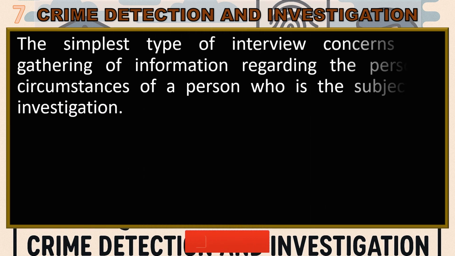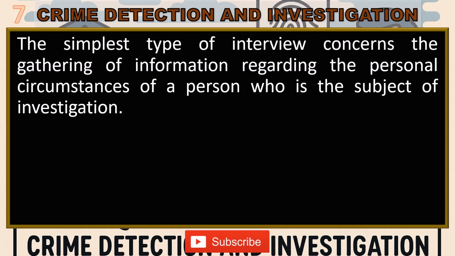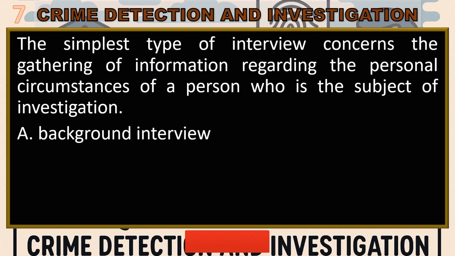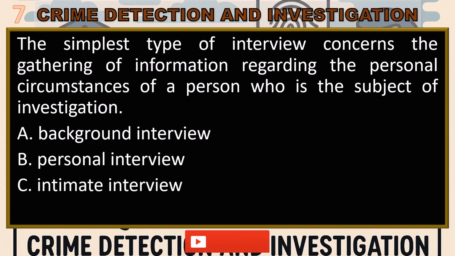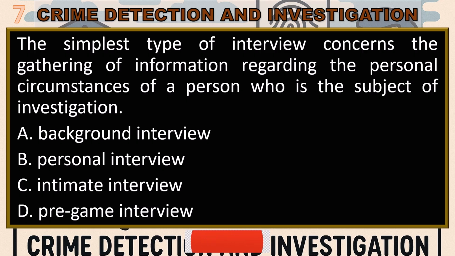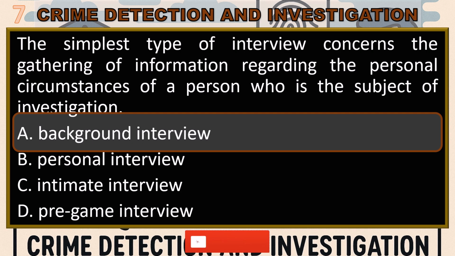The simplest type of interview concerns the gathering of information regarding the personal circumstances of a person who is the subject of the investigation. Letter A, background interview. Letter B, personal interview. Letter C, intimate interview. Letter D, pre-game interview. In the next 5 seconds, select the best response from the available options. The letter of the correct answer is A, background interview. A background interview is the simplest type of interview that concerns the gathering of information regarding the personal circumstances of a person who is the subject of the investigation.